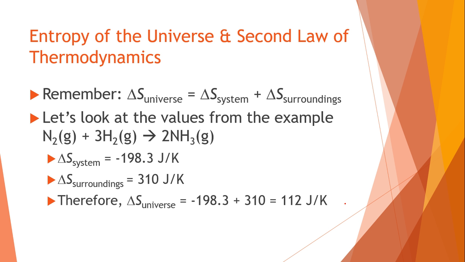So, entropy in the universe and the second law of thermodynamics. Now remember, to find the delta S of your universe, it's just your system plus your surroundings. So if we look at those values that we had the last couple lessons, when we did this for the reaction of ammonia forming, our system was negative 198.3. Our surroundings was 310. If you were to add those together, we see that the universe comes out to be 112 joules per Kelvin. One thing to notice is that this is a positive value, because the entropy of the universe is always increasing.